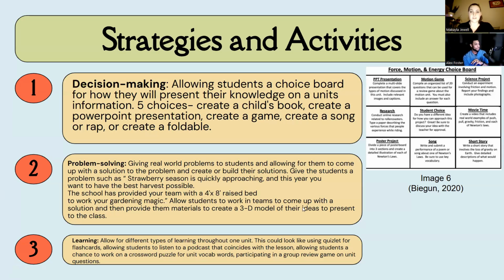Some of these strategies that allow these changes to happen in our classroom is allowing students to make decisions for themselves. So, a great resource for that is allowing students to have a choice board. They might get 5 choices: create a children's book, create a PowerPoint presentation, create a game, create a song or rap, or create a foldable. But all of those have to do with the lesson that we're learning. It might be force, motion, and energy. Every student has to give you the same amount of knowledge, but they're getting to show it in a different form.